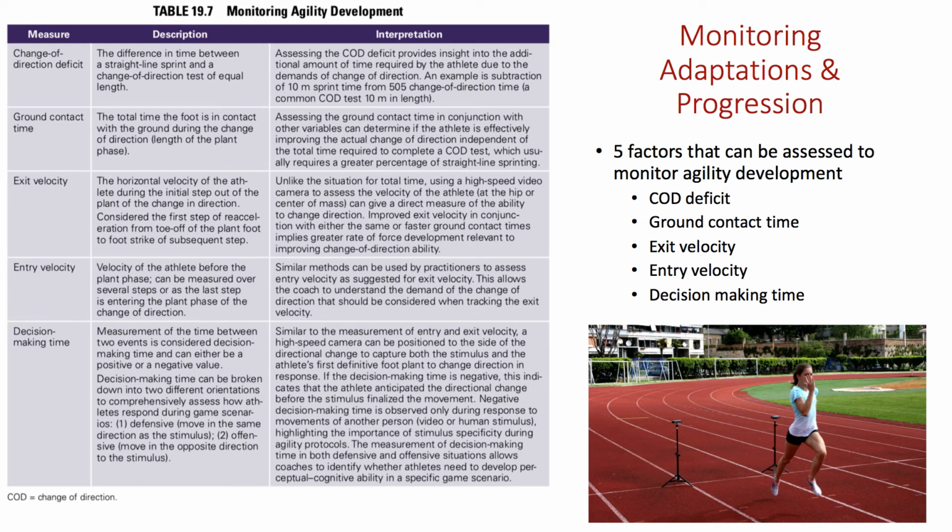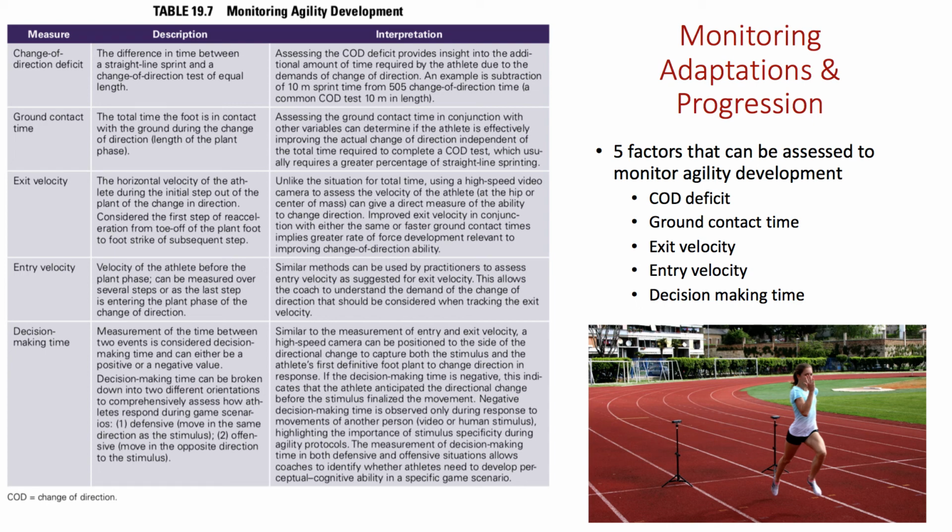So how do we know whether a person has adapted to our training program? Well, there's 5 main factors that can be assessed to monitor agility development: change of direction deficit, ground contact time, exit velocity, entry velocity, and decision-making time. You can see the description and interpretation in table 19.7, which I want you to read. But for me, not being redundant and reading them to you, I want you to do that on your own. But essentially, these 5 factors are ways in which we can assess, in addition to our baseline tests, retesting, that can determine whether the person has developed and is tracking well with our training program.